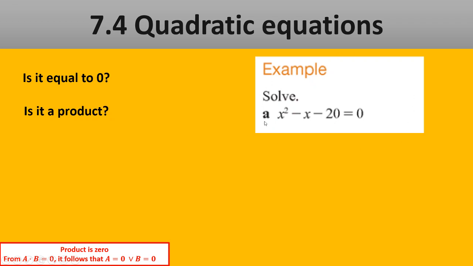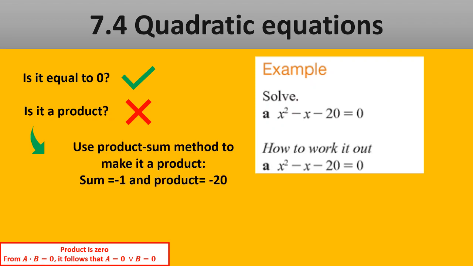If you're going to solve this paragraph, I would like you to answer those two questions. Is it equal to 0? Is something on the left-hand side equal to 0? In this case it is, right? So we can check that box. But it is not a product yet. It's not something times something. And that's where we're going to use the product sum method from paragraph 7.3.